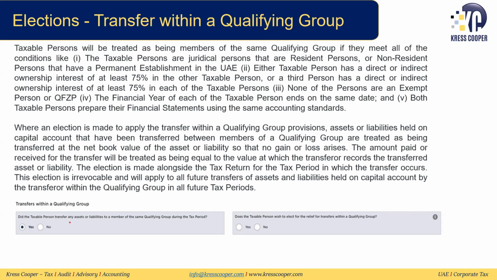So you can see the question that they are asking there: did the taxable person transfer any asset or liability to a member of the same qualifying group during the tax period, yes or no? And then if you say yes, does the taxable person wish to elect for the relief for the transfer within the qualifying group? So it is asking you to make this election here in this part.